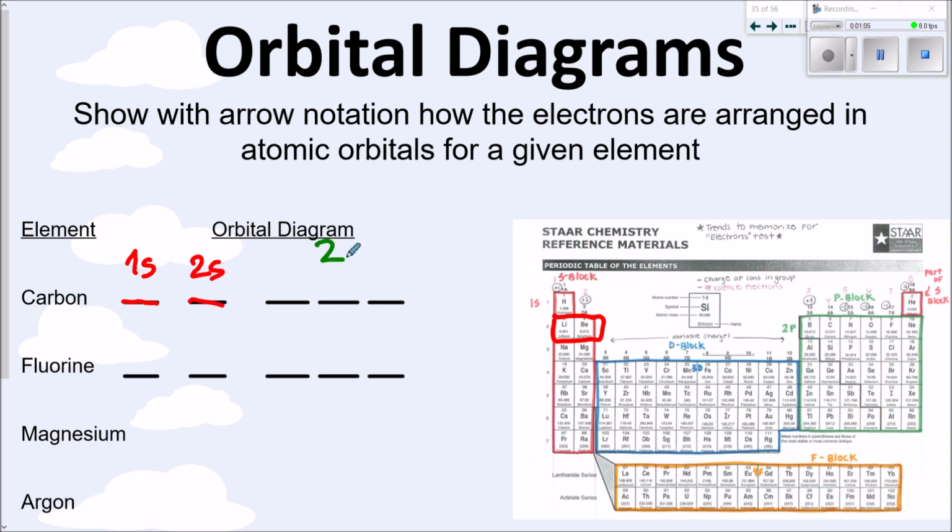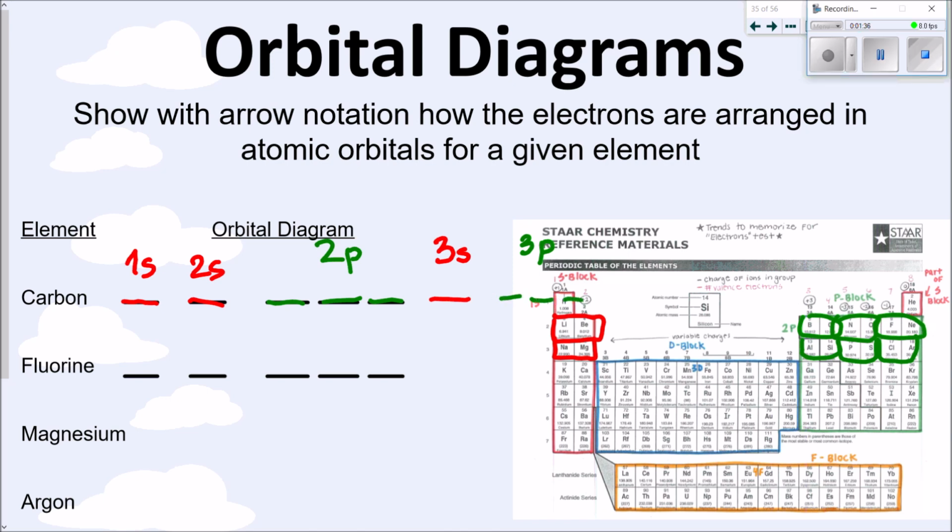Then we would get to the 2p, and that has 1, 2, 3 orbitals. So that is represented by the 3 lines. Then we would go back to 3s, which only has one orbital again, and that would just be one line. Then if we go to 3p, that would have 3 orbitals. So I would write 1, 2, 3 lines for that.